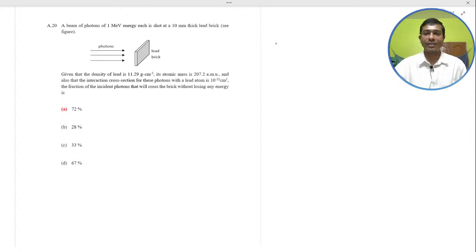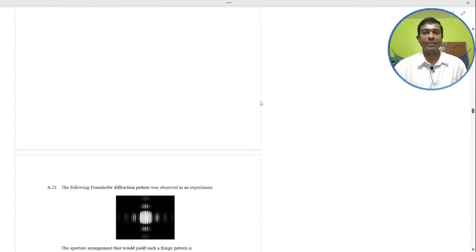You just apply this formula: I equals I naught exponential minus mu x. The X-ray skin depth formula. You will apply it and do the calculation. Homework 2. Simple question, 1 or 2 lines.